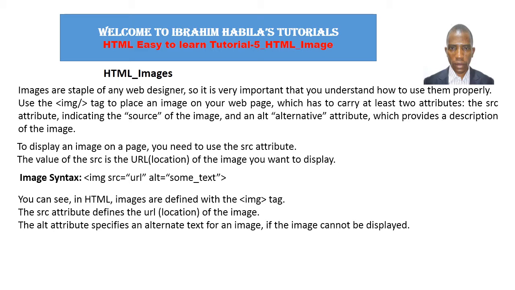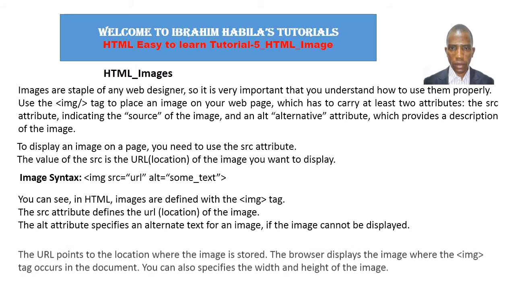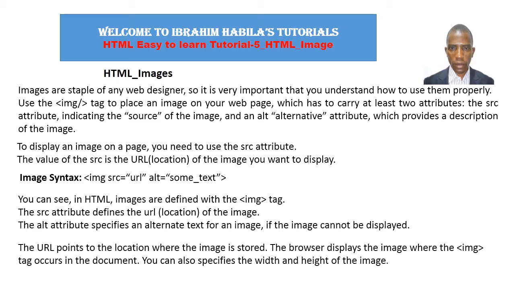You can see that in HTML, images are defined with the img tag. The source attribute defines the URL, that's the location of the image. The alt attribute specifies an alternative text for an image if the image cannot be displayed. The URL points to the location where the image is stored. The browser displays the image where the image tag occurs in the document.